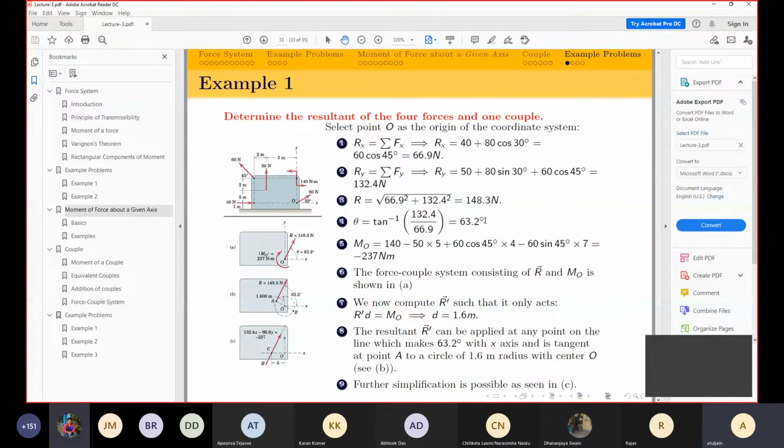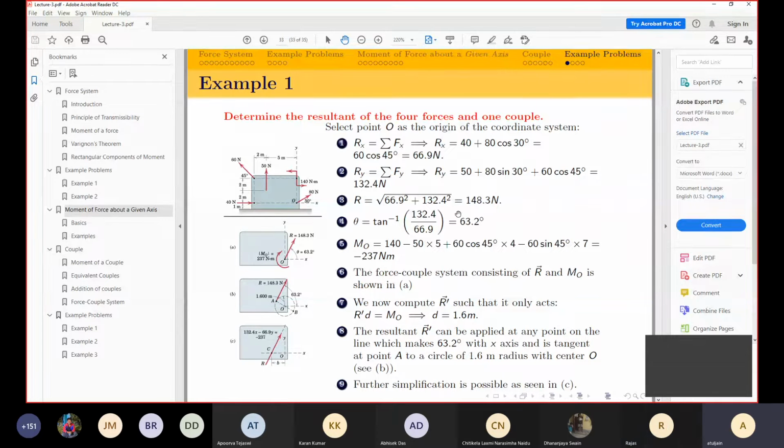If a body is subjected to a number of forces, you should be able to calculate what the resultant of all the forces is and what angle the resultant passes through. Yes or no? Yes, sir. That is straightforward.